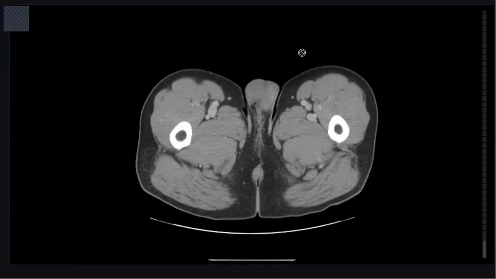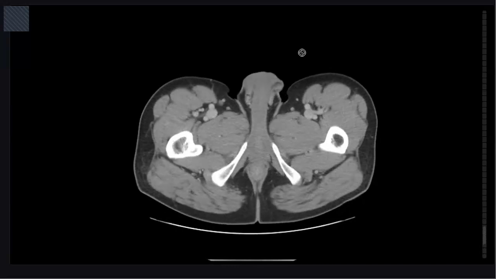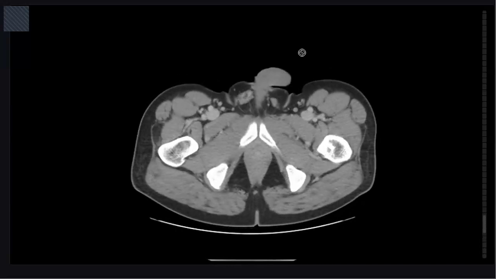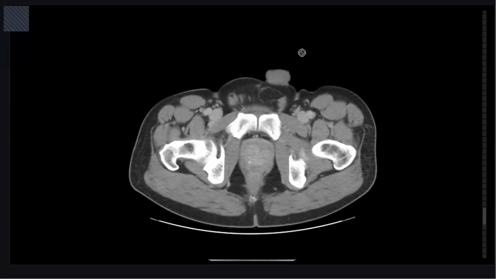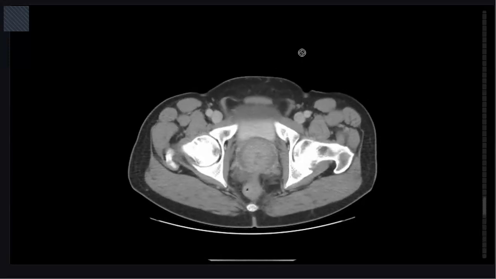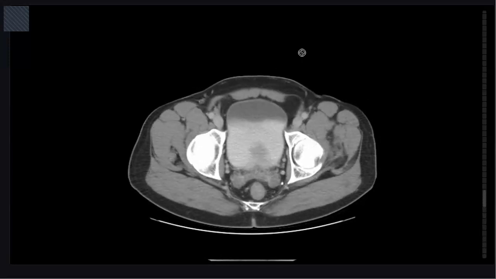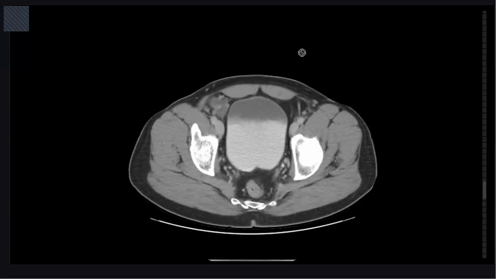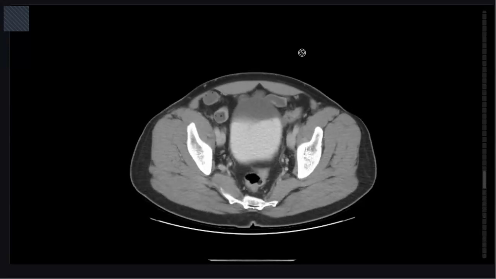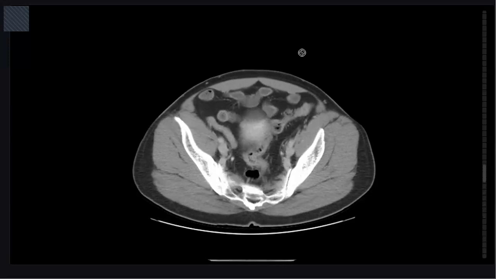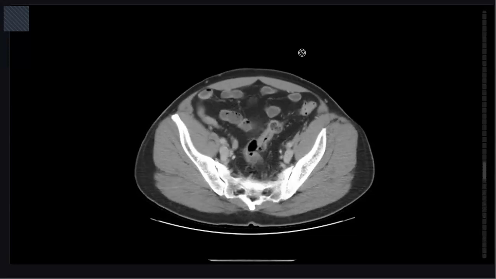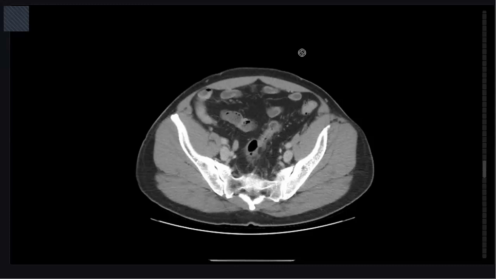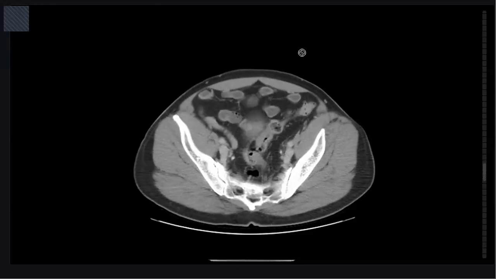So from the first look, I could detect evidence of fat stranding seen around the sigmoid colon, and also there is some air, yes, air foci seen at this area, and there is engorgement of the mesenteric vessels at this region.